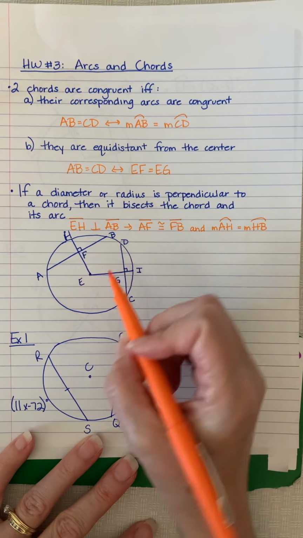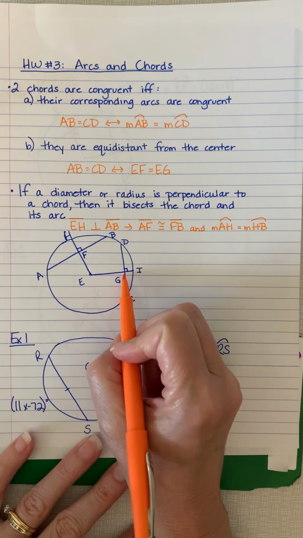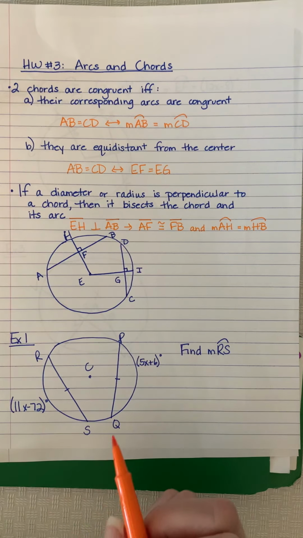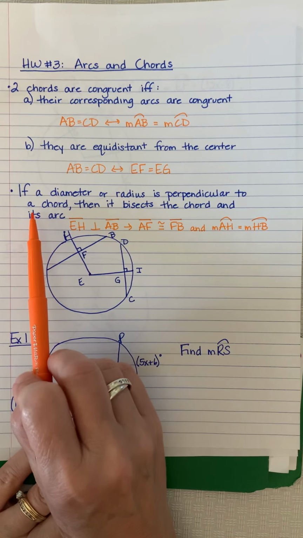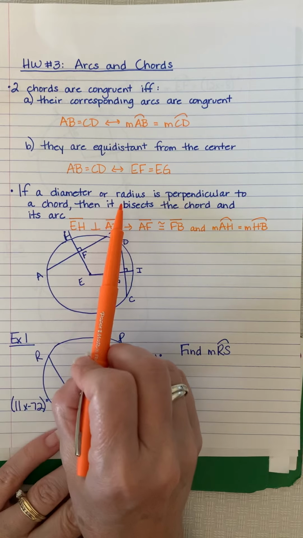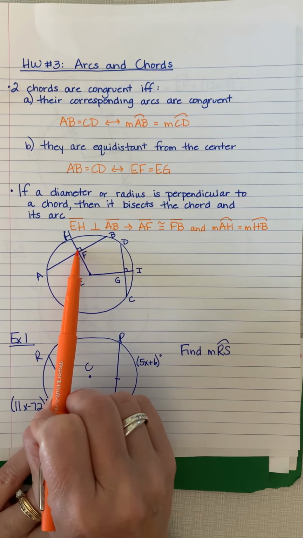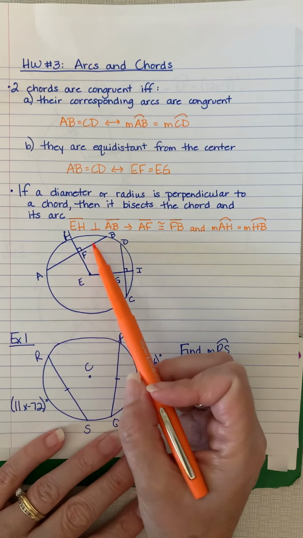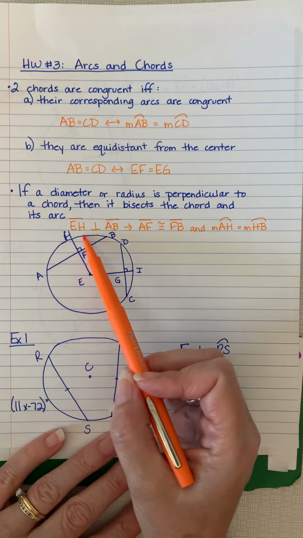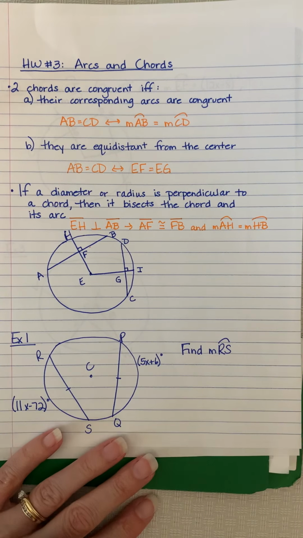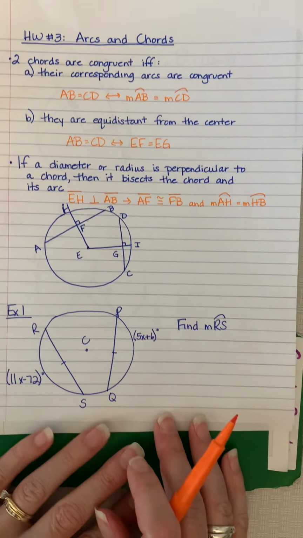So the length of EF has to be equal to the length of EG, and the converse is the same as well. The next point is if a diameter or a radius is perpendicular to a chord, then it is going to bisect the chord and it bisects the arc. Using those facts, we're going to do 3 examples.